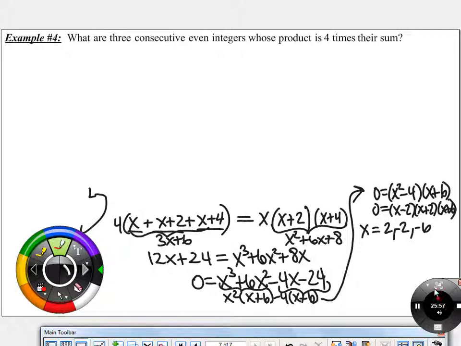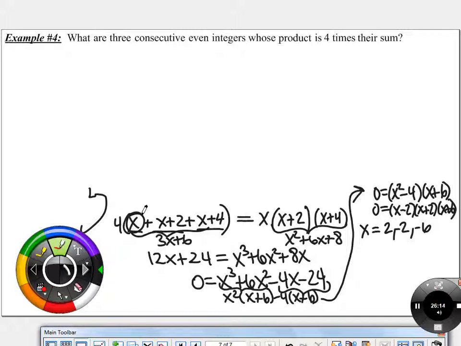What are these 3 solutions, though? Because they don't look consecutive, right? Max? Good. So we only solved for x. Remember that x represented for us the first number in our consecutive list of numbers.